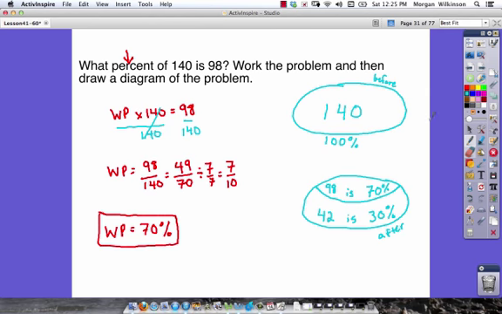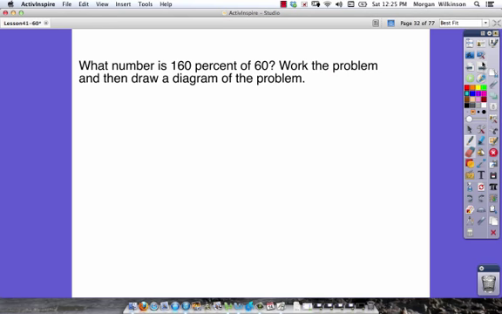Let's move on to our next question. Alright, this is our last example for this lesson today, and we have, what number is 160% of 60? So, Wn equals 160% of 60. We need to change our percent into a fraction or a decimal.